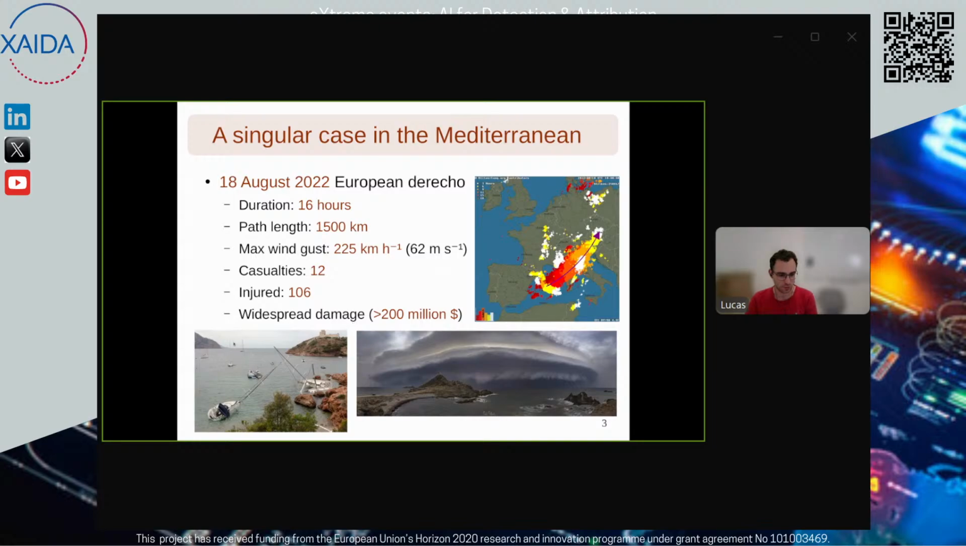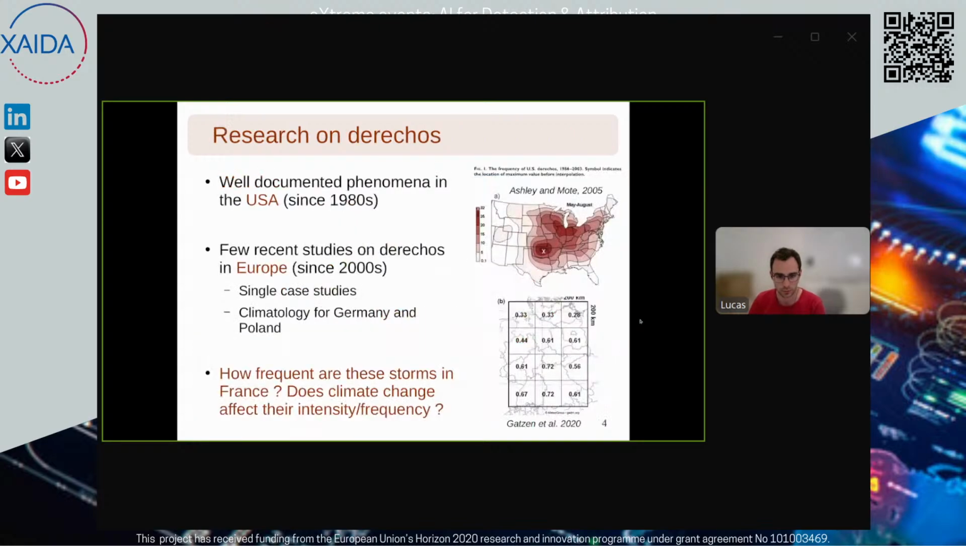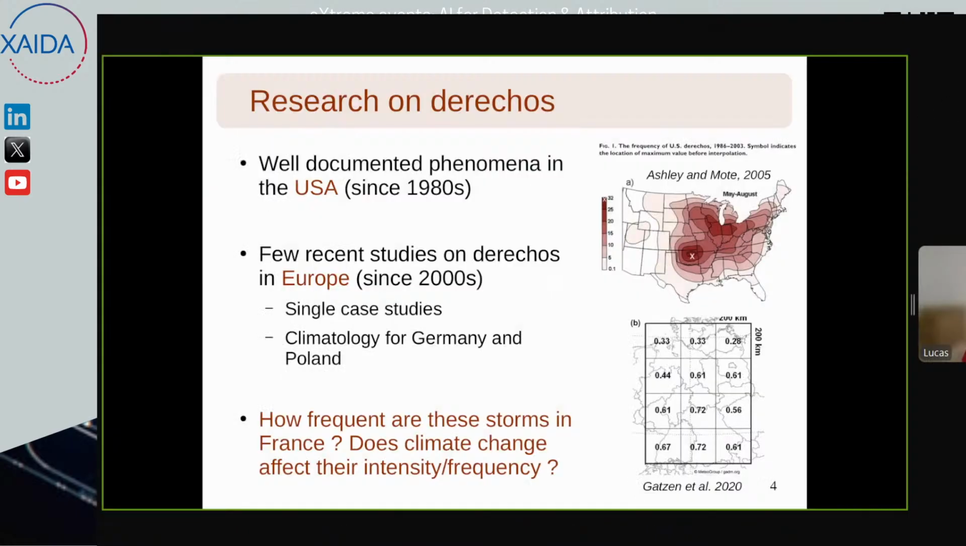On the bottom left, you have some boats that were damaged by the storm in Corsica, and on the bottom right, you have a beautiful picture of the line of thunderstorms before it made landfall in Corsica. This is a very typical feature of these mesoscale convective systems.